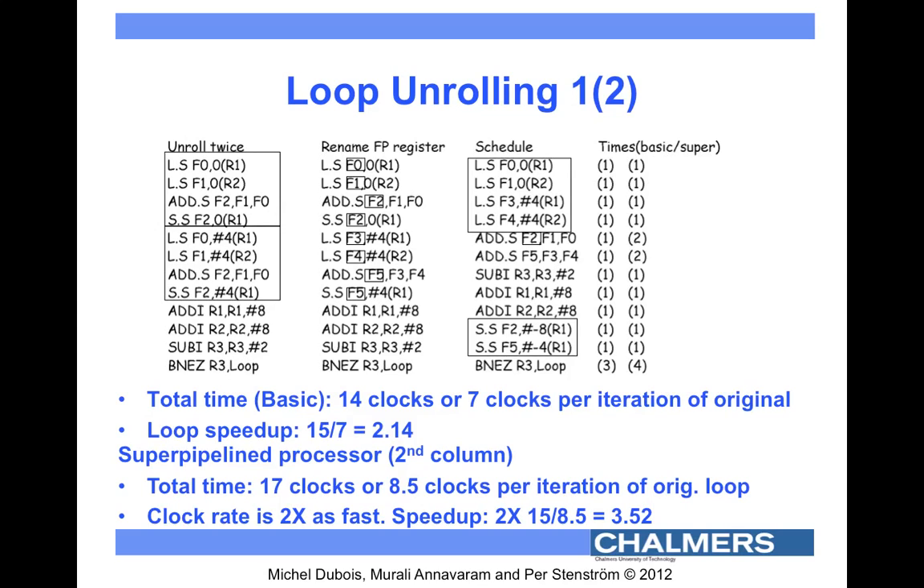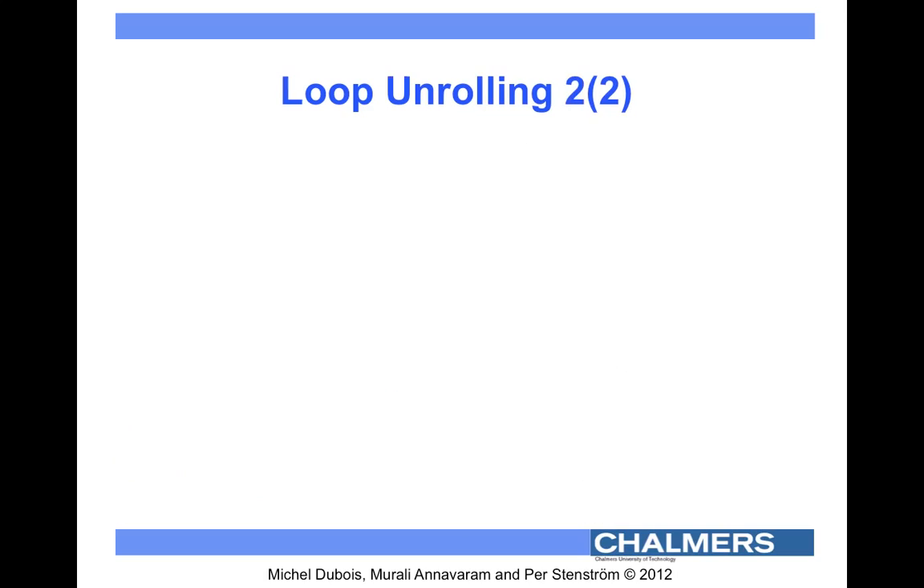So loop unrolling seems to be a very effective technique to remove the stall cycles for dependent instructions, and the overall approach here is to create larger basic blocks.